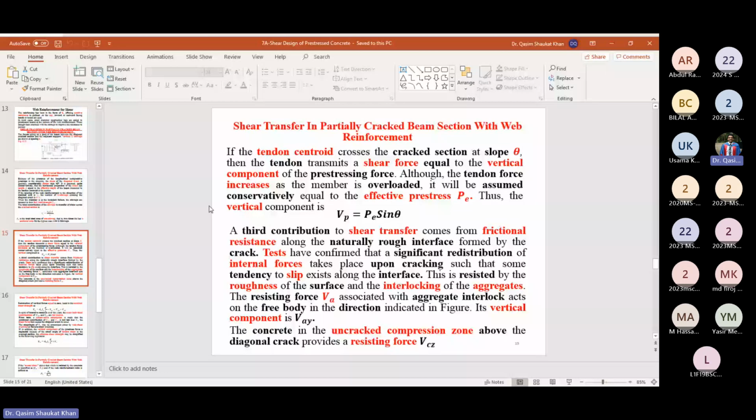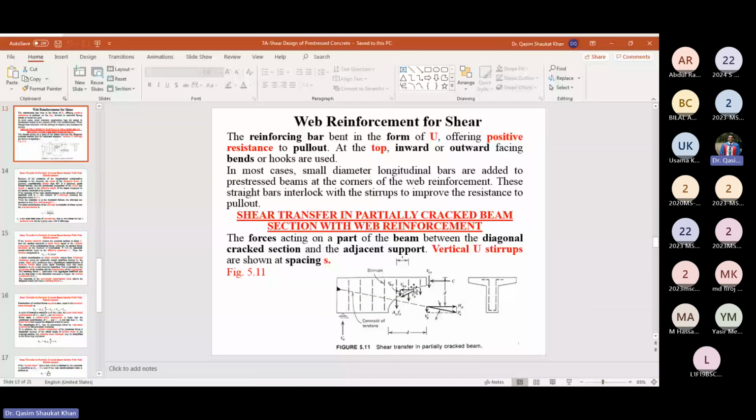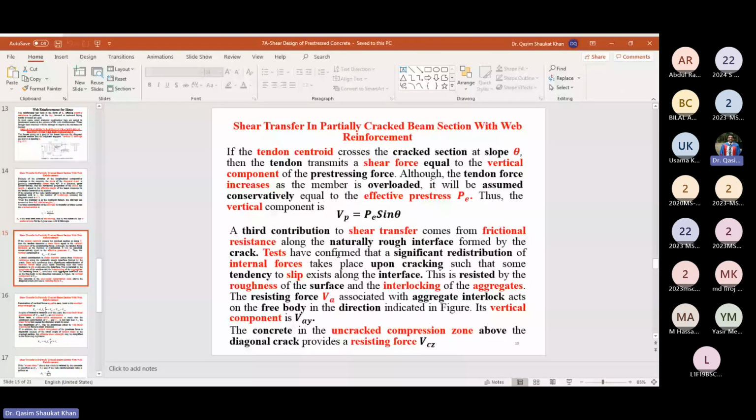So this is the crack. This surface formed has some internal resistance to the shear. This crack is basically having some internal resistance to the shear. So a third contribution to the shear transfer comes from the frictional resistance along the naturally rough interface formed by the cracks.